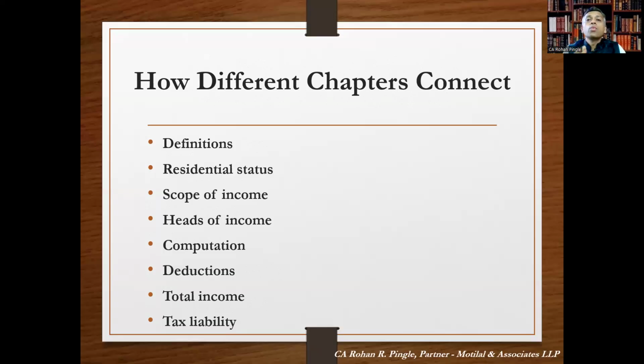This demonstrates that one provision cannot be studied independently. Every chapter supports the next. So the Act functions as one integrated system. Very careful: the Act functions as one integrated system. It is not different and isolated sections.